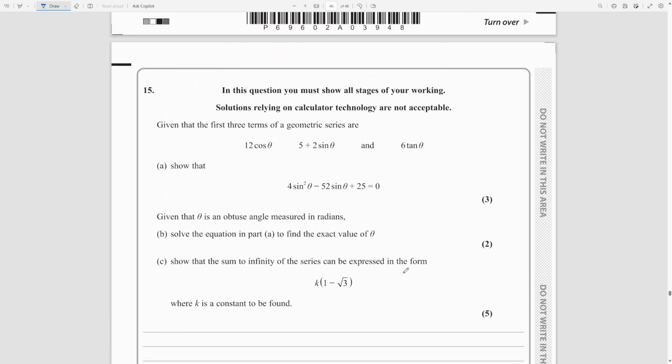Question 15. In this question, you must show all your stages of your working. Don't just use a calculator. Okay, given that the first 3 terms of a geometric series are 12 cos theta, 5 plus 2 sine theta, and 6 tan theta, show that.